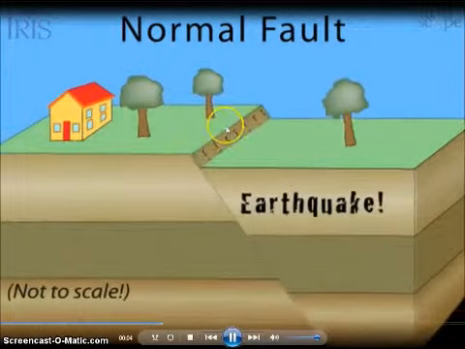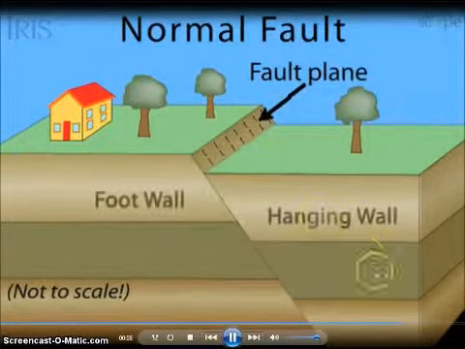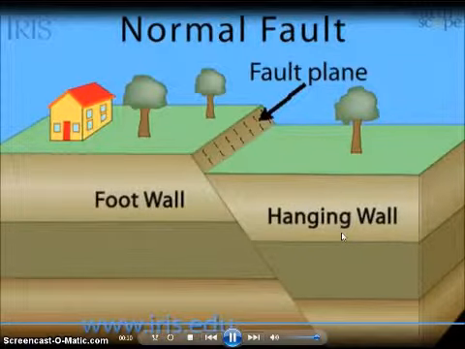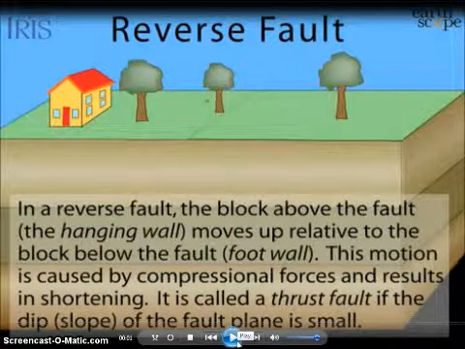You can see that here's a fault line, and that the hanging wall has moved down, and the footwall stayed in its place.